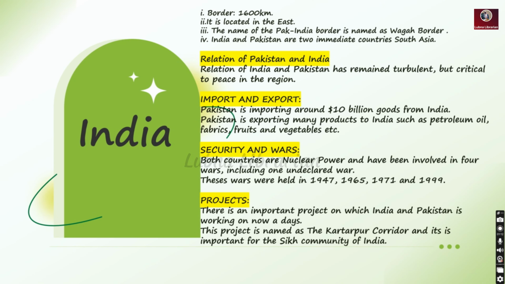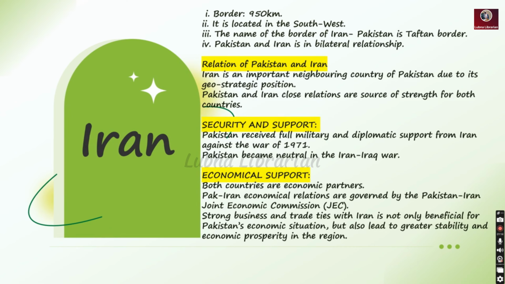Iran. 1. Border, 950 kilometers. 2. It is located in the southwest. 3. The name of the border of Iran and Pakistan is Taftan border. 4. Pakistan and Iran are in a bilateral relationship. Relation of Pakistan and Iran.